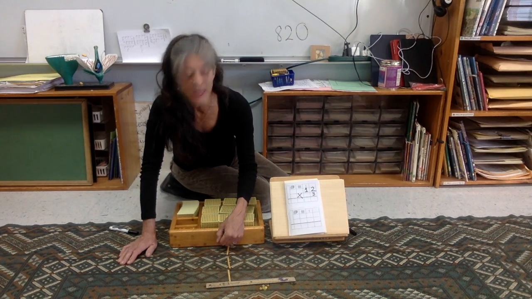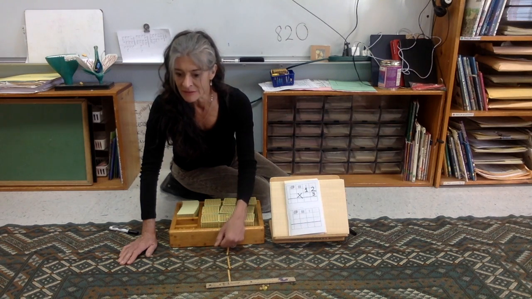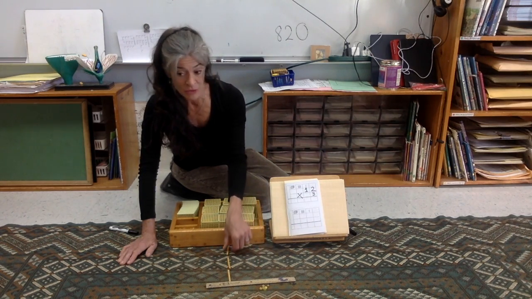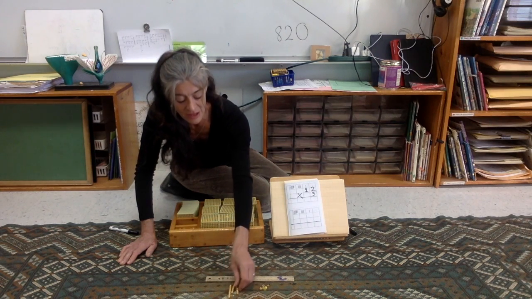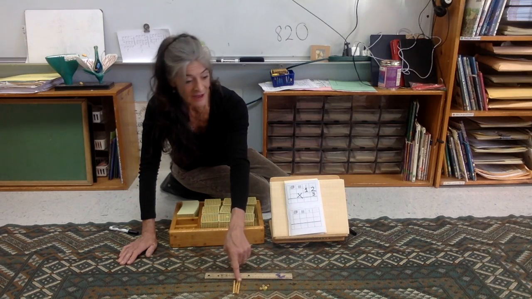Count them again. 2, 4, 6. Do it again. 1, 2, 3, 4, 5, 6. Okay, 6. Is 6 okay? Yeah. Now move your tens down. It's 30. 3 tens, which is 30. Good. Is it okay to have 3 tens?